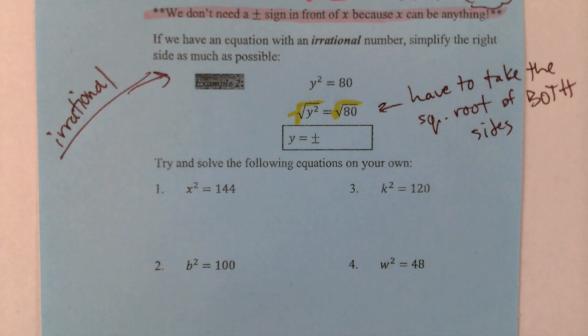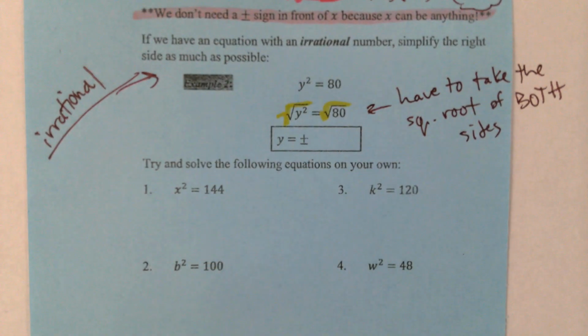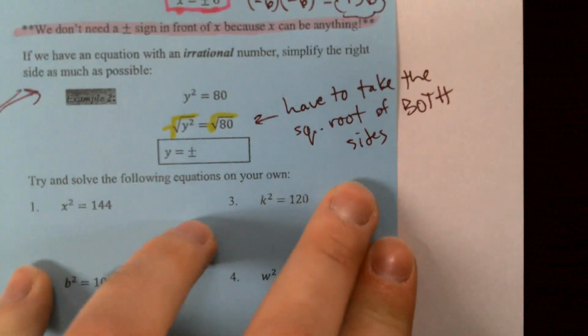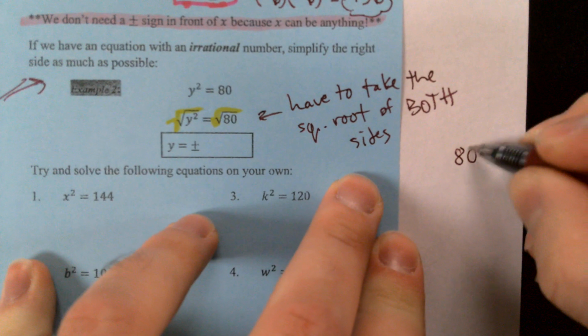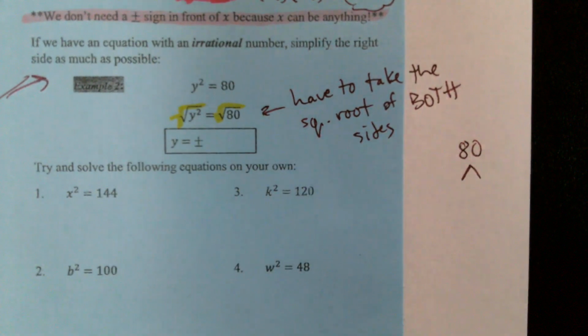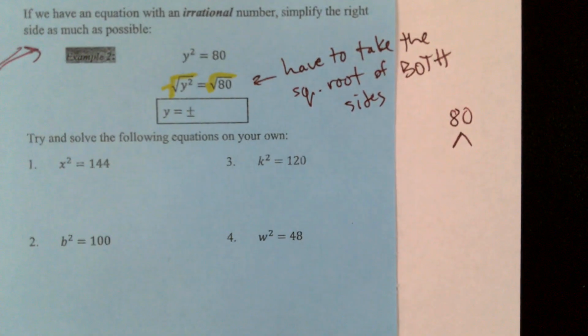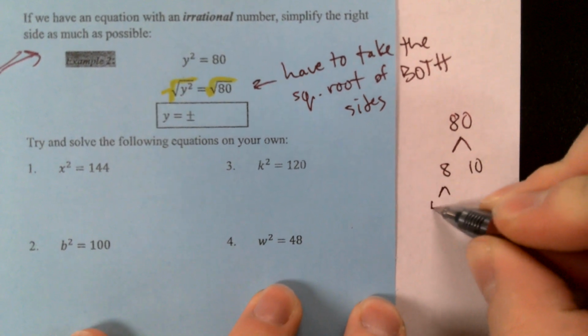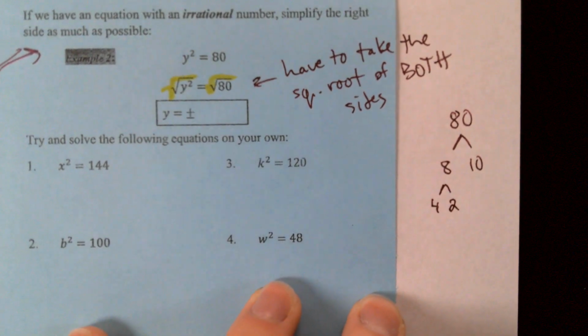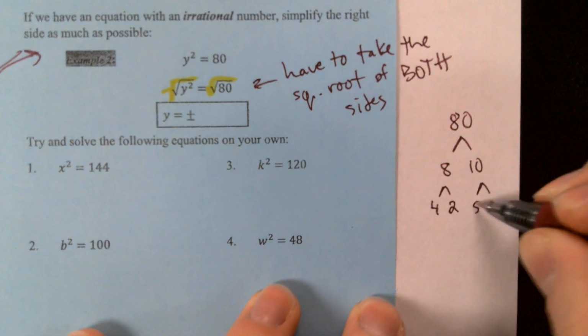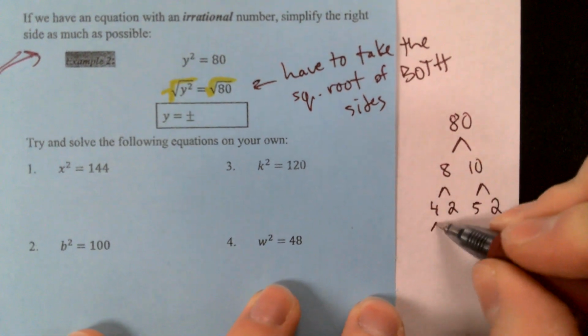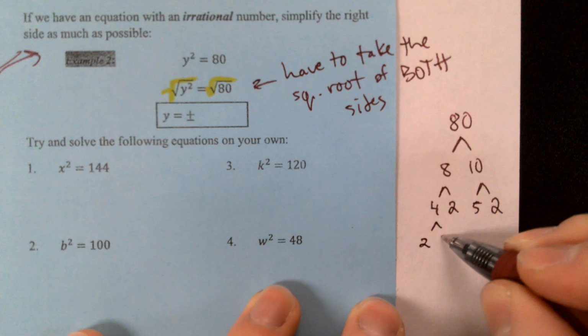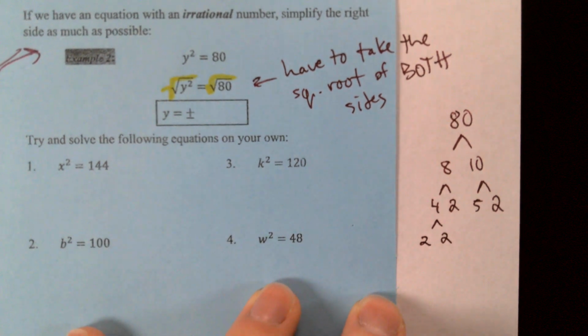Is 80 a perfect square? No, definitely not. So we're going to have to do a little factor tree here for 80. I'm going to do it off to the side. Who can help me out? What two numbers multiply to get 80, Kenny? 8 and 10. Perfect. And you can break it down and you do 4 and 4. Don't you mean 4 and 2? Oh, my bad, 4 and 2. That's all right. And then 5 and 2. And then break that down into 2 and 2.